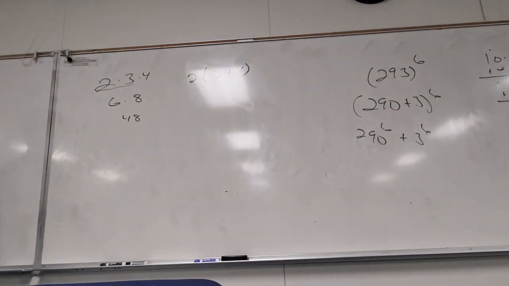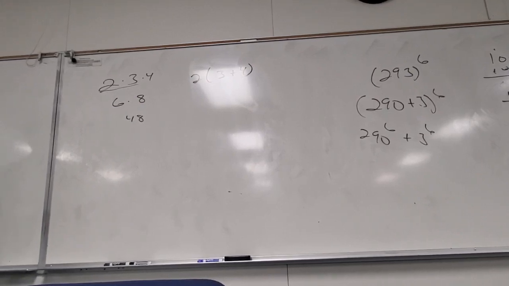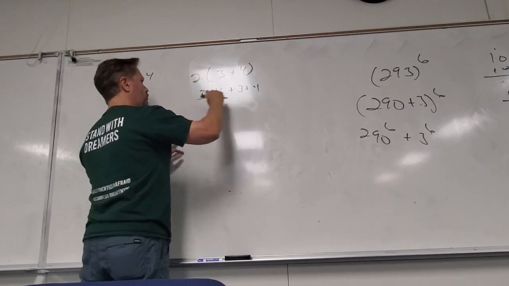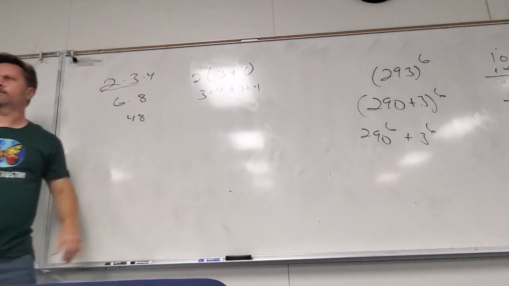What about that one, math boy? Right? And of course, this is where I'd say, well, that means 3 + 4 + 3 + 4. So you do end up with 2 of them in that case, right?